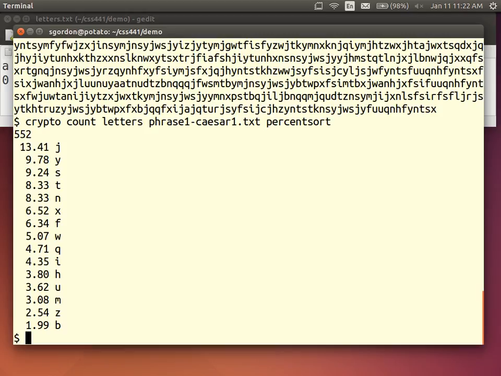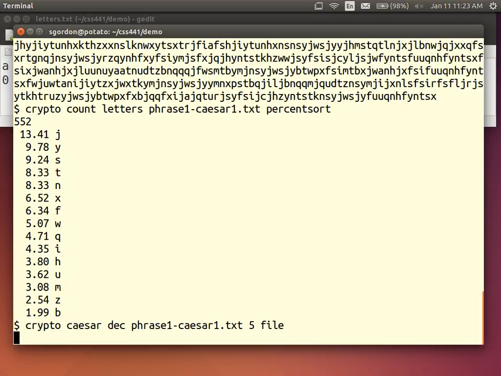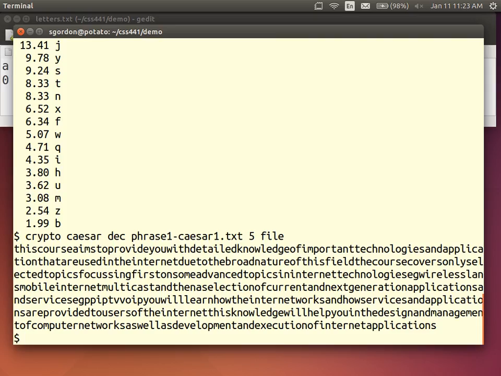Let's try it. Let's decrypt our ciphertext, which is in a file in this case, with the key 5. This is my first decryption attempt as the attacker. It's slow because my software is very poorly implemented. And do we get a correct plaintext?